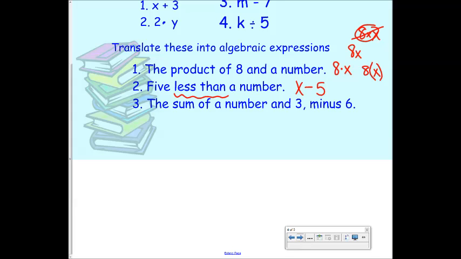The sum of a number and 3 minus 6. How's this one different? It has 3 things in it, right? 3 terms, so there's multiple parts. So the first one says the sum of a number and 3. So what does that look like? So it's sum, x plus 3.